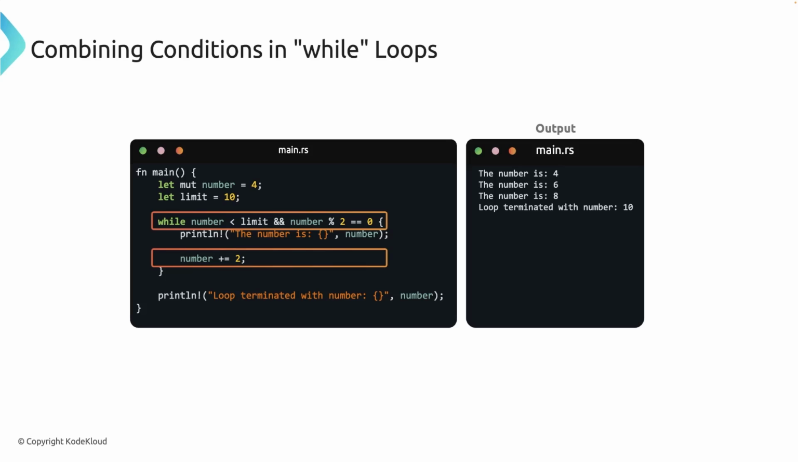First, the number is 4, then it gets incremented by 2. So it becomes 6. Then it gets incremented by 2 again and it becomes 8. And the next time it gets incremented by 2, it becomes 10. But the number should be also less than the limit, which is 10. So it breaks out of the loop and it prints that the loop terminated with number 10.